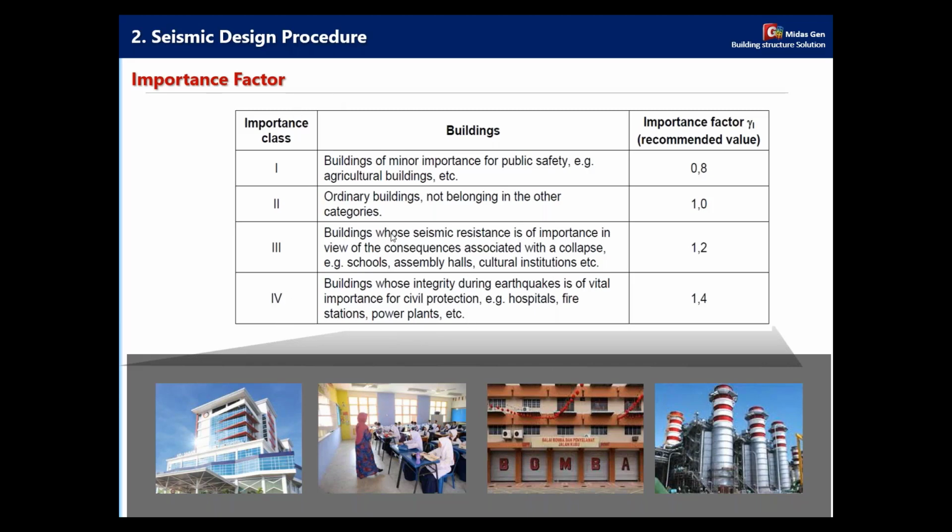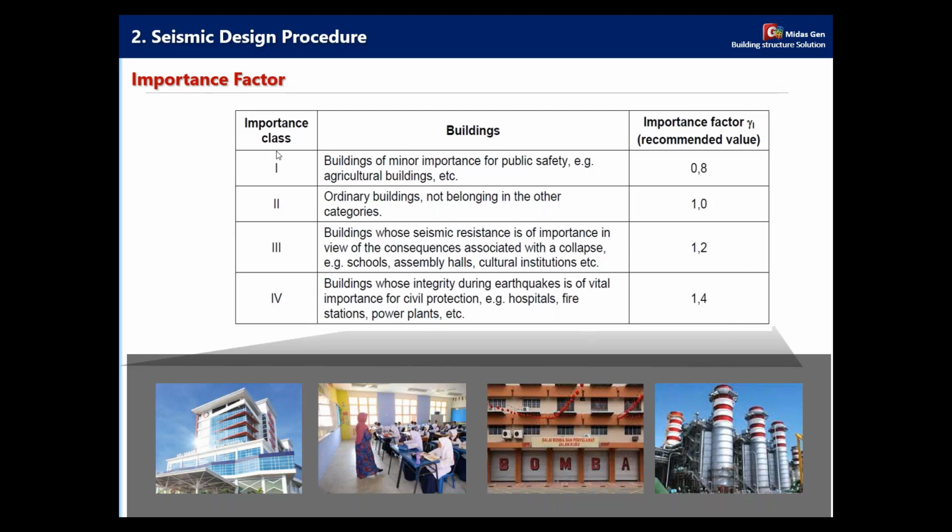Based on those factors, the most important factor here is to save life in the building. For a building which doesn't have many people inside, we just give an importance factor of 0.8, and the second class for the building is just 1. For the third and fourth class categories, seismic design is required.